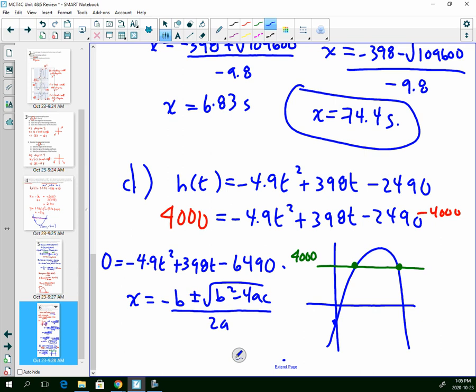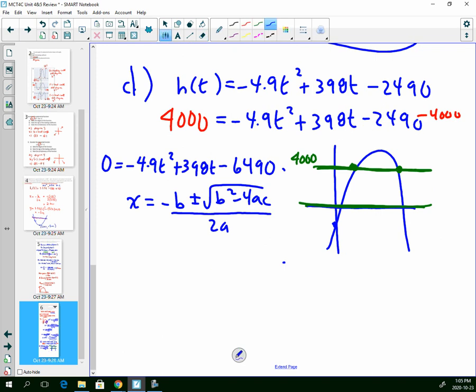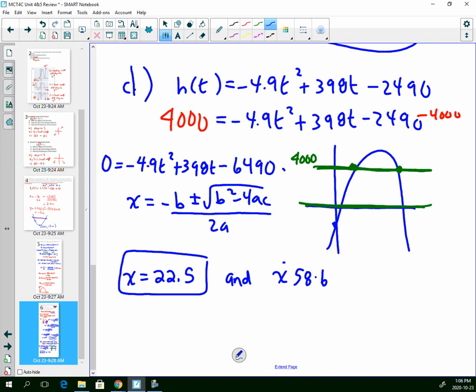So basically, by putting the 4,000 in and moving it to the other side, we've moved the x-axis where we normally solve up to 4,000 meters. And so we're solving for those two values. If you type those numbers into the formula, you end up with two answers. So that would be on the way up at 22.5 seconds, and then the solution on the way down would be at 58. So once on the way up, once on the way down.